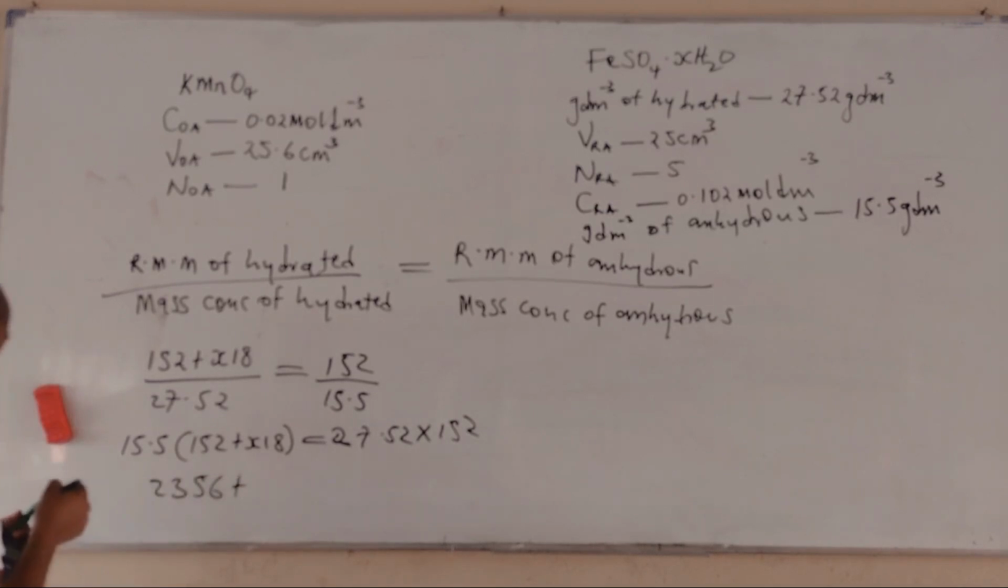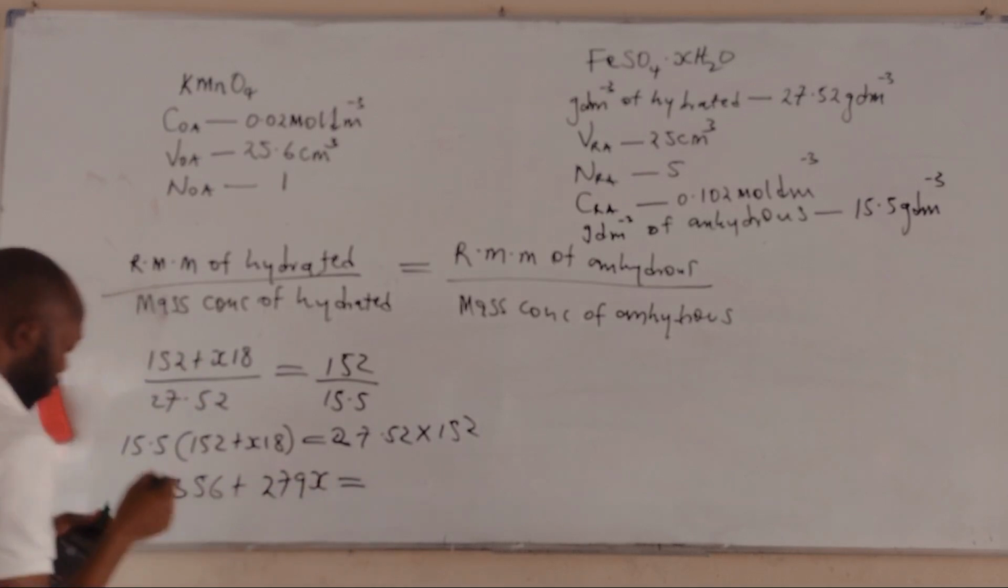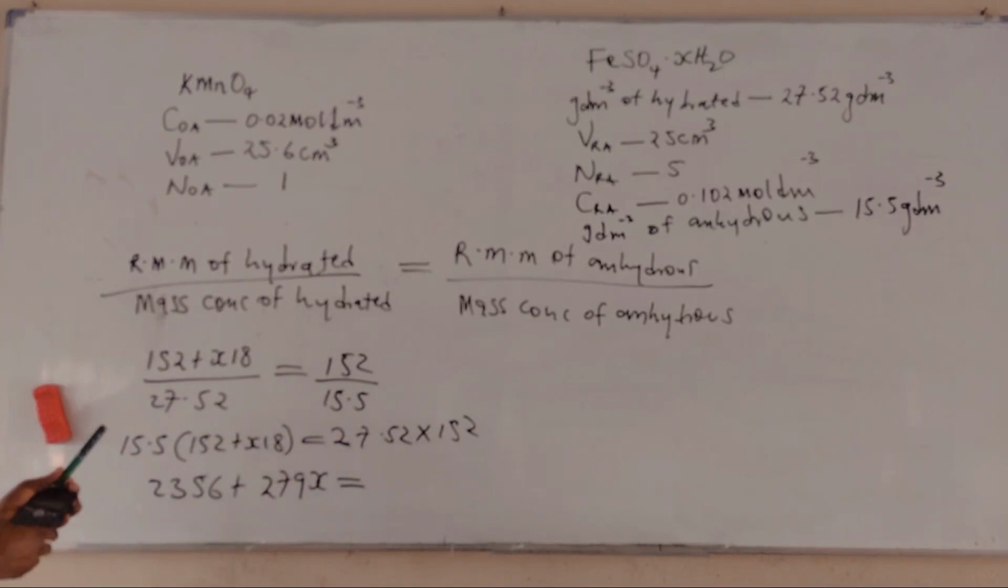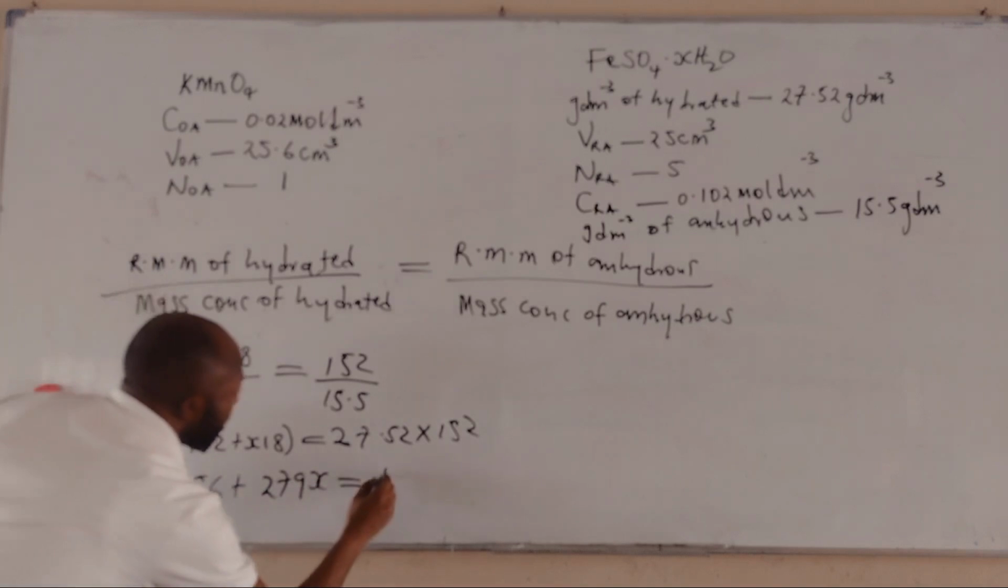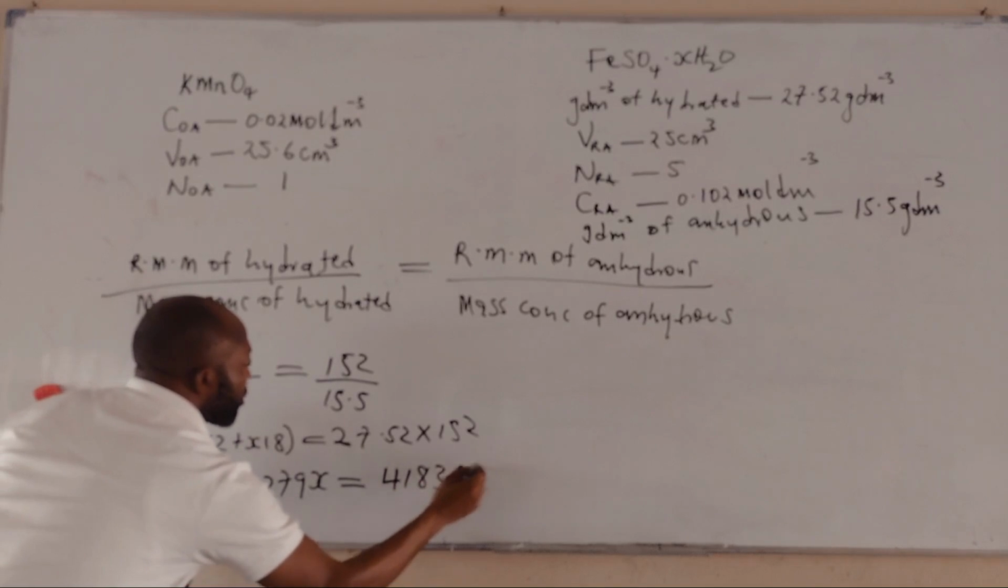2356 plus 15.5 times 18. 15.5 times 18 is equal to 279, so 279X is equal to 27.52 times 152, which is 4183.04.